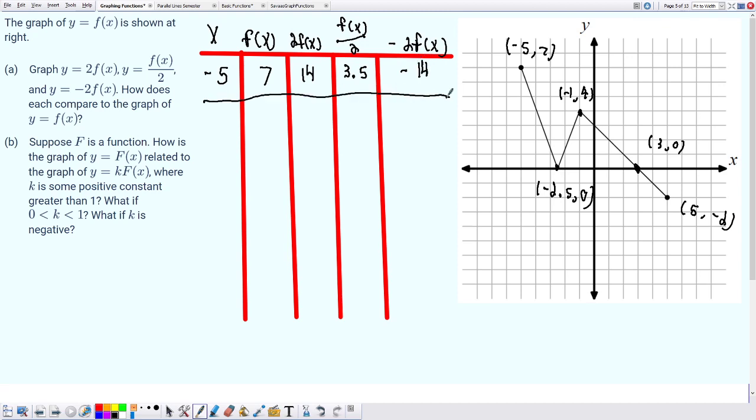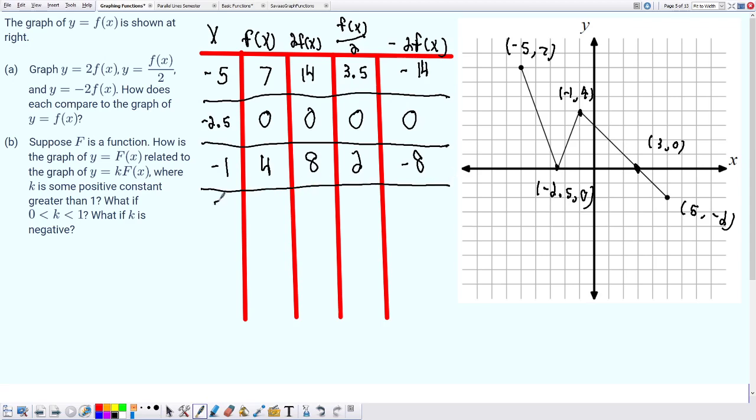Okay, how about some of the other values? So we have negative 2.5, and f of x was equal to 0. And since we're just multiplying and dividing, that would all end up being 0 as well. Interesting. Alright, so how about negative 1? Well, our f of x was a 4. 2 times 4 is 8. Half of 4 is 2. And negative 8 is f of x times negative 2.